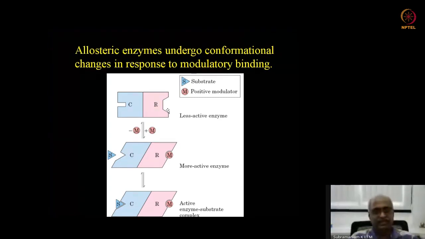It doesn't do any catalysis. There the allosteric regulatory molecule, here indicated by M, binds. That binding induces a conformational change in both the subunits, such that in the catalytic subunit, where you have the active site, the shape changes so that now the substrate readily binds.